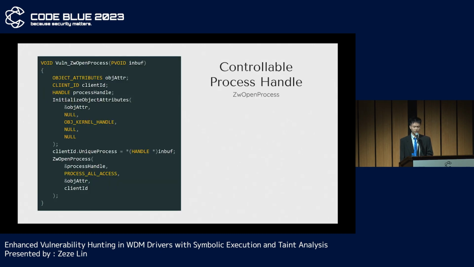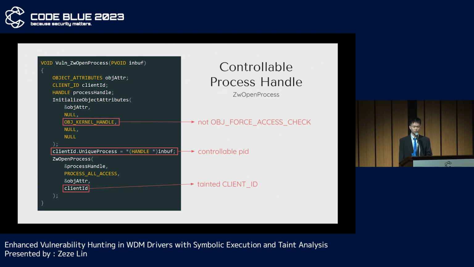The second type of vulnerability is controllable process handle. IOCTLens hooks ZwOpenProcess and sees if the attributes in object attributes is not OBJ_FORCE_ACCESS_CHECK, and the process ID in client ID is tainted and then passed into ZwOpenProcess. If the conditions are satisfied, it may lead to broken access control, because an attacker can exploit the vulnerability to return an arbitrary process handle.